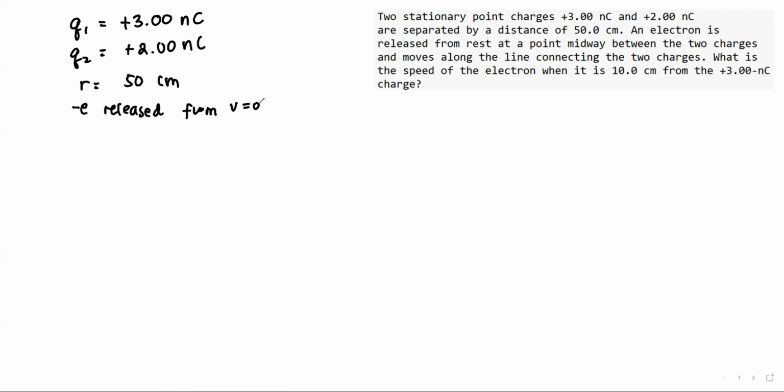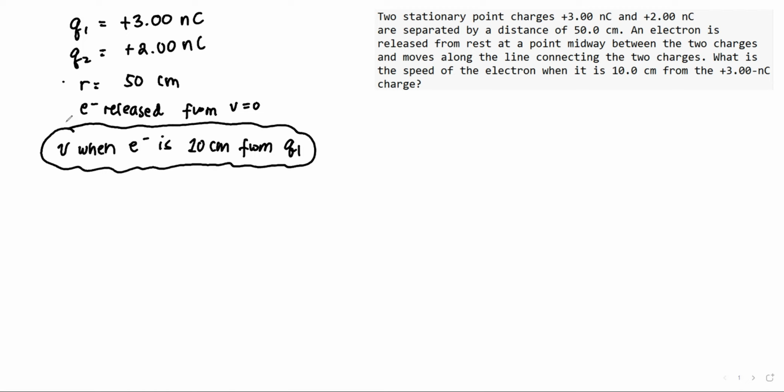Now, what's the speed of the electron when it's 10 cm from Q1? Okay, we're looking for the speed when E, I put the negative there, when E is 10 cm from Q1. There you go. What is that? This is the thing that we need to discuss.